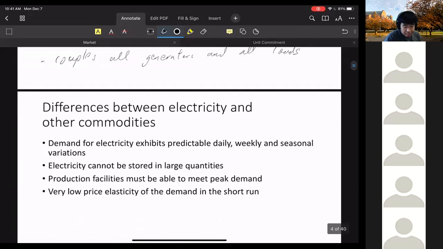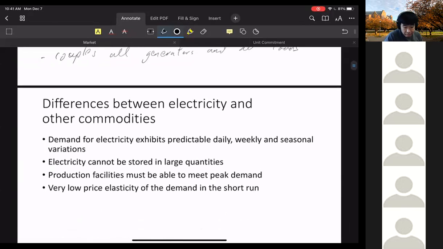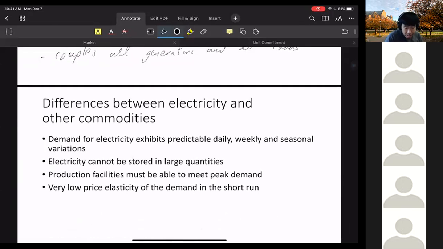Another difference between power and other things is that we do have variations. Seasonal variations are not uncommon. Almost all commodities have seasonal variations, especially things like food and clothing, which have very strong seasonal variations.